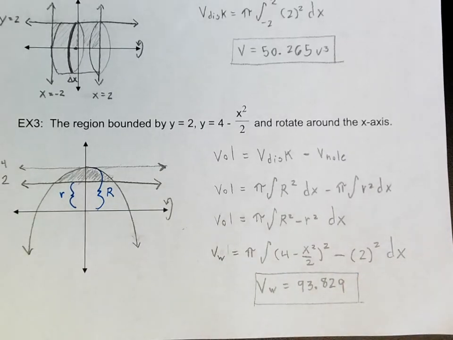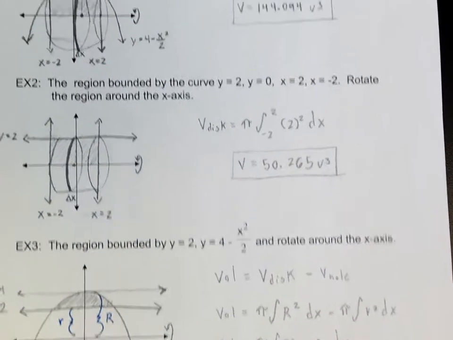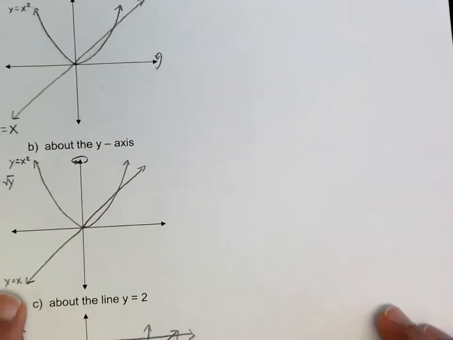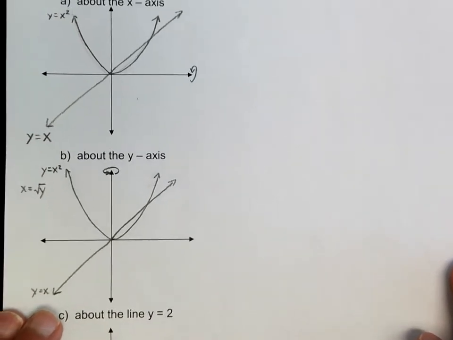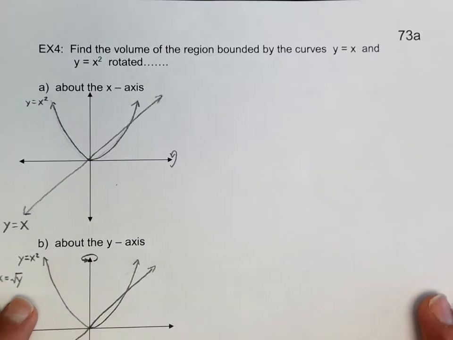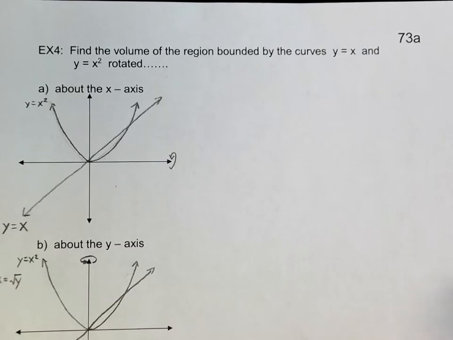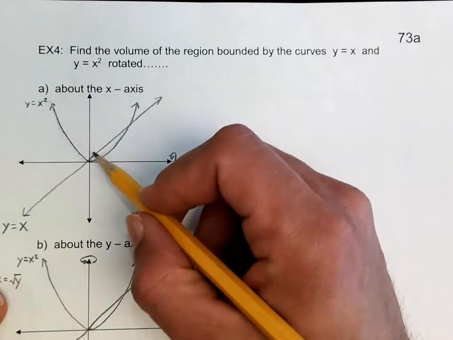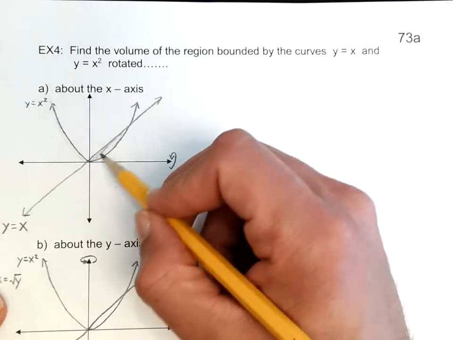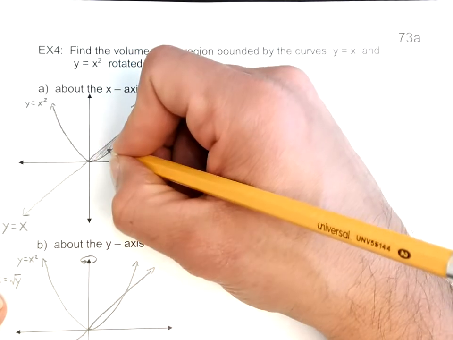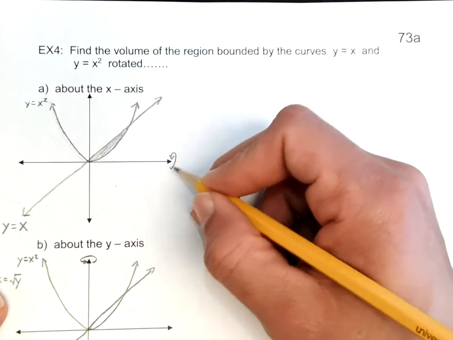Okay, so let's go to our next example, see if hopefully this makes a little more sense. If we go to the back, we have example 4 right here. We have two functions: y equals x and y equals x squared. And this would be the area that's being looked at. In this case, I want to rotate this around the x-axis.